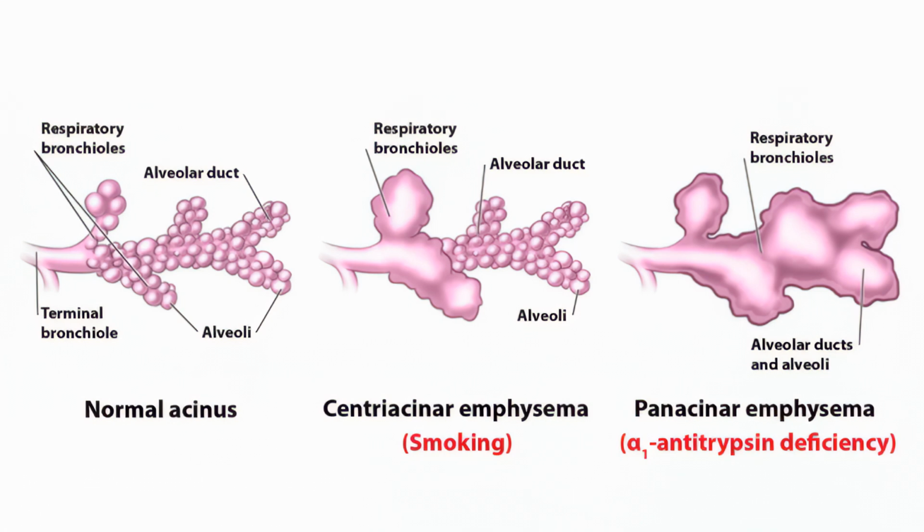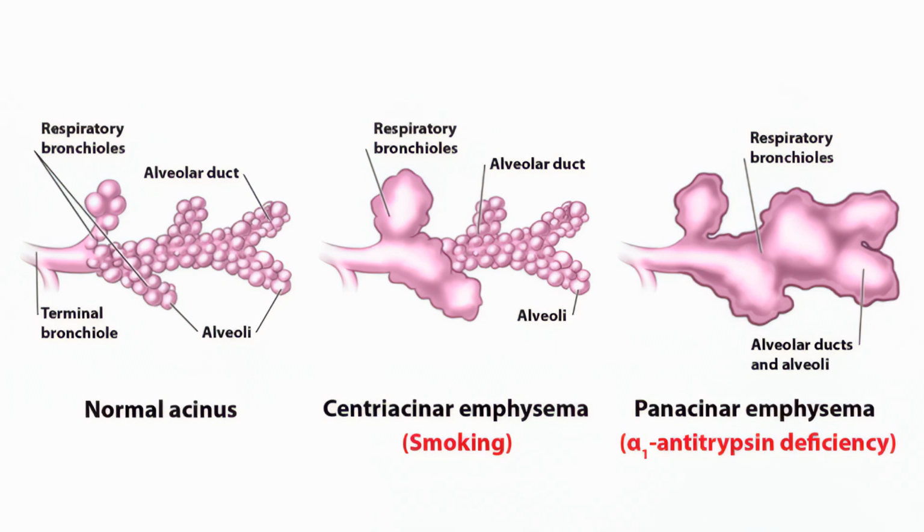The normal acinus represents the terminal bronchiole, which consists of, going from proximal to distal, the respiratory bronchioles, the alveolar duct, the alveolar sacs, and then the alveoli. Central acinar emphysema has damage to the respiratory bronchioles, and the rest are spared, and this is represented in someone who smokes. Pan-acinar emphysema is represented by someone with alpha-1 antitrypsin deficiency, and this is damage to the whole acinus.